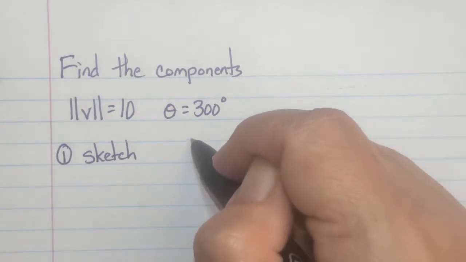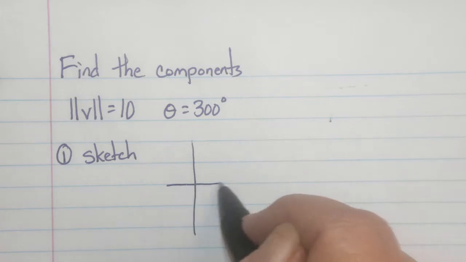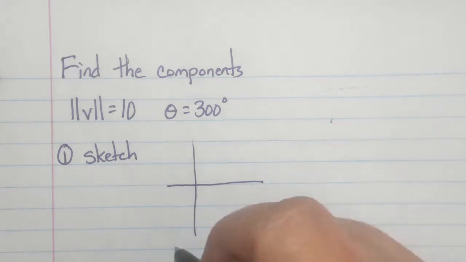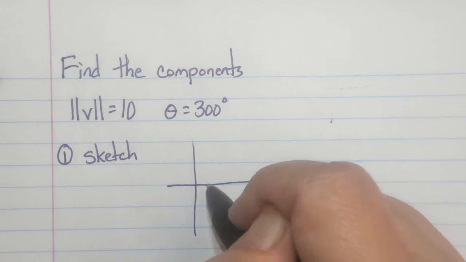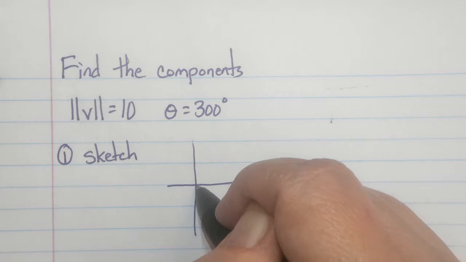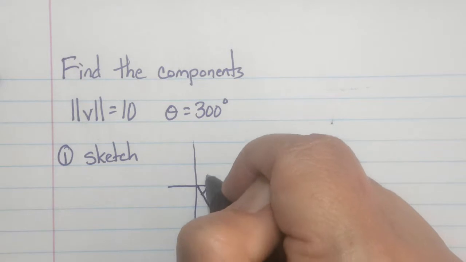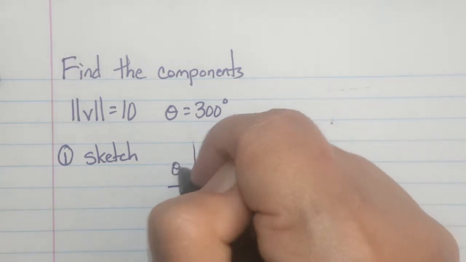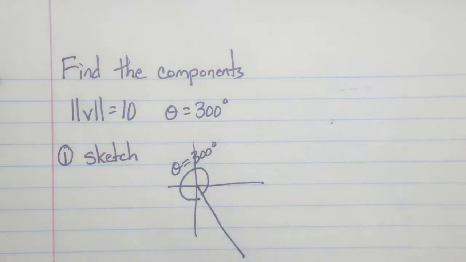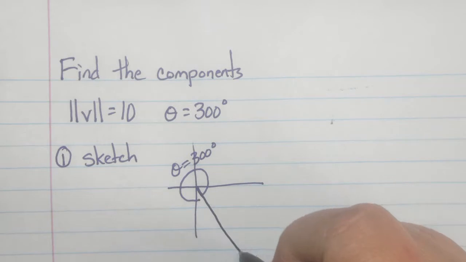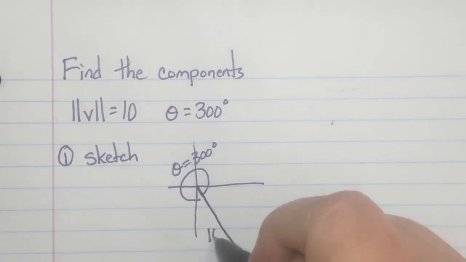So I'm going to make an XY coordinate plane. I know that I have an angle of 300 degrees, so I know that's down in my fourth quadrant, right? All the way around is 360, so it's 60 less than that. It's about there. So this is my angle, my theta equals 300 degrees. And then I know that the length of this vector is 10.